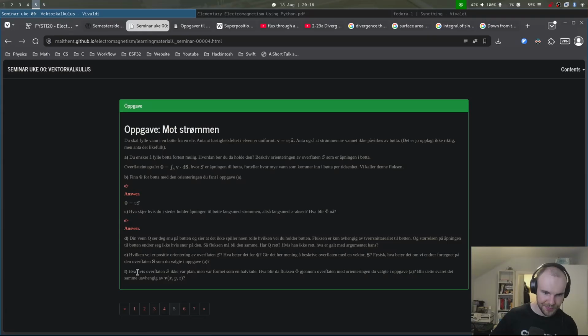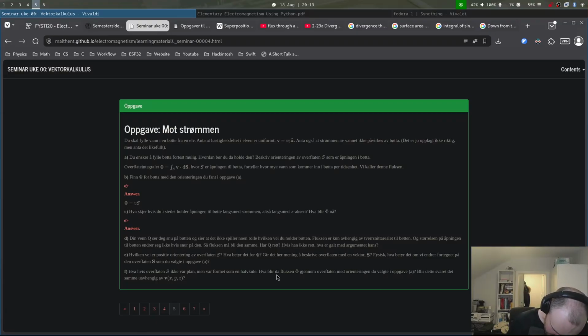What if the surface wasn't a plane, but actually a hemisphere? What will be the flux then through the surface with the orientation you chose in A? Is this the same? You can actually calculate it, and if you calculate it, you get the same answer. It's more complicated. I'm not quite certain why you get the same answer physically, but we can calculate it.